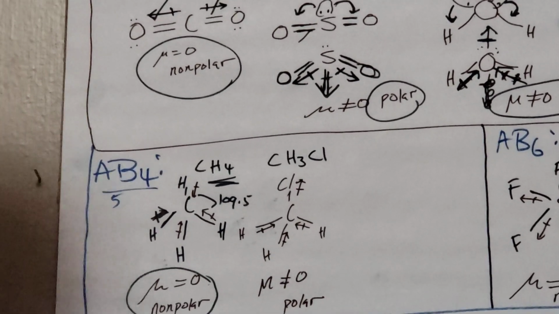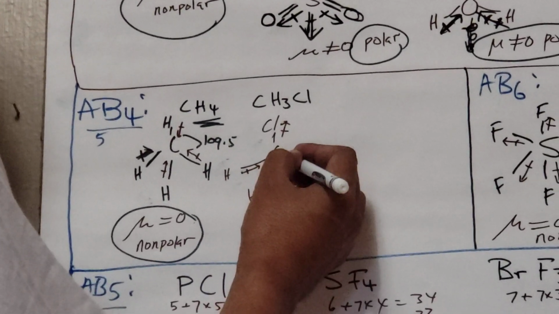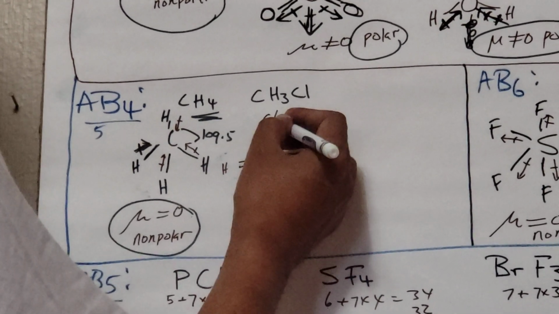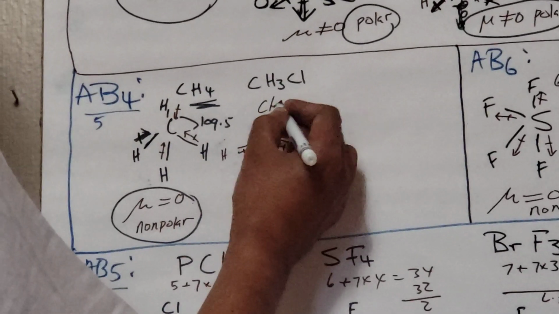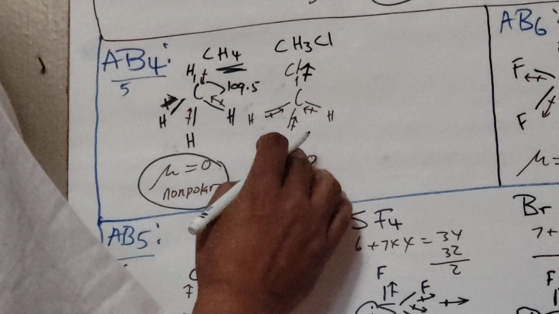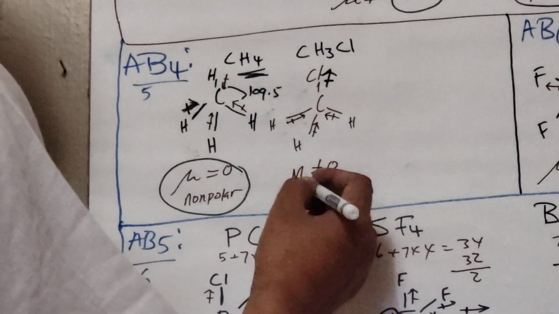On the other hand, here if you see, these three are pulling in the same direction, but chlorine is more electronegative than carbon, so chlorine will pull this way, and because of this they are all going almost in the same direction, so the dipole moment is not 0.